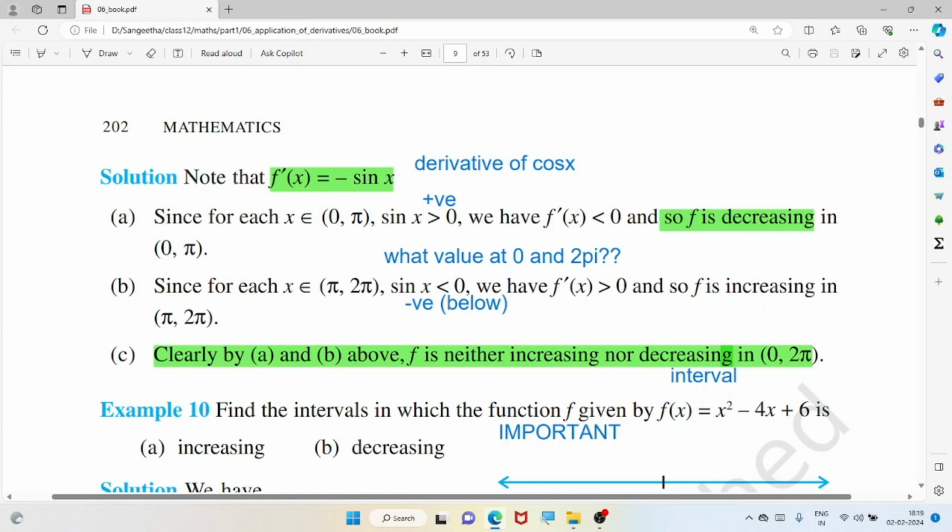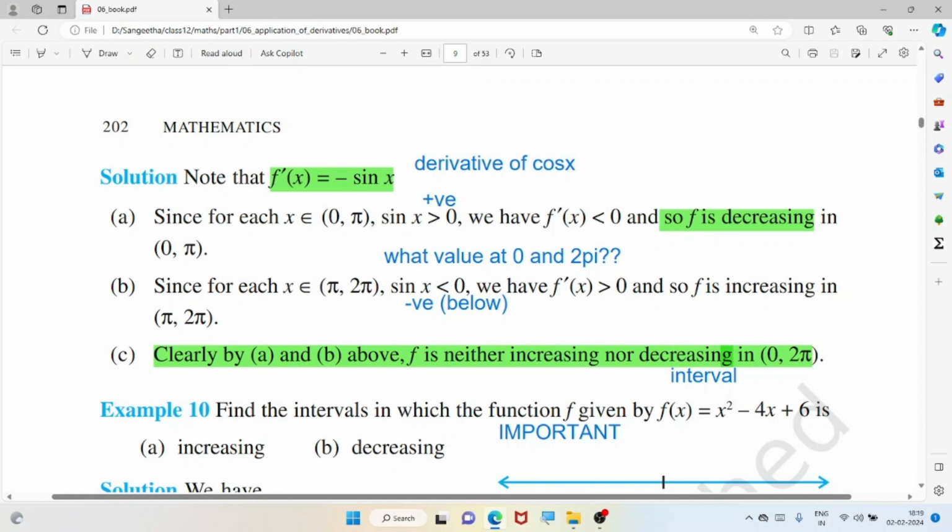Since for each x in the interval 0 to pi, sin x is greater than 0. From 0 to pi, that is 0 to 180 degrees, the sine wave will be in the positive values. This is the open interval without including 0 and pi. So that is a positive value, which means f dash of x will be negative. Sin x is positive, so f dash of x is less than 0. Based on that definition, that is decreasing in this interval.